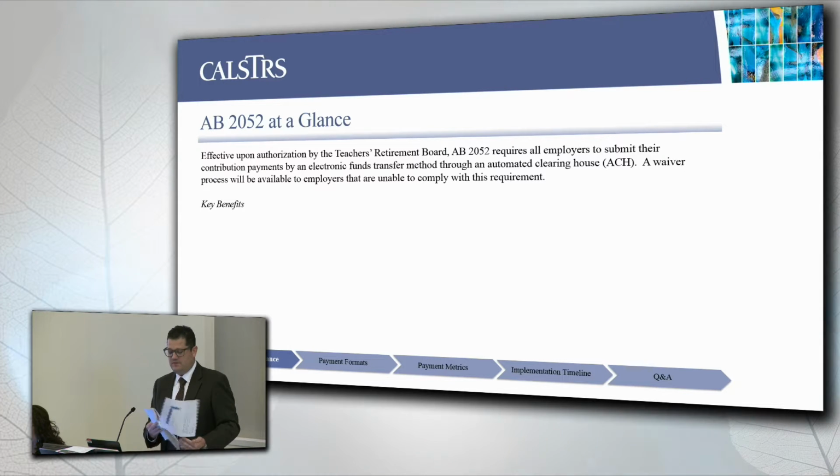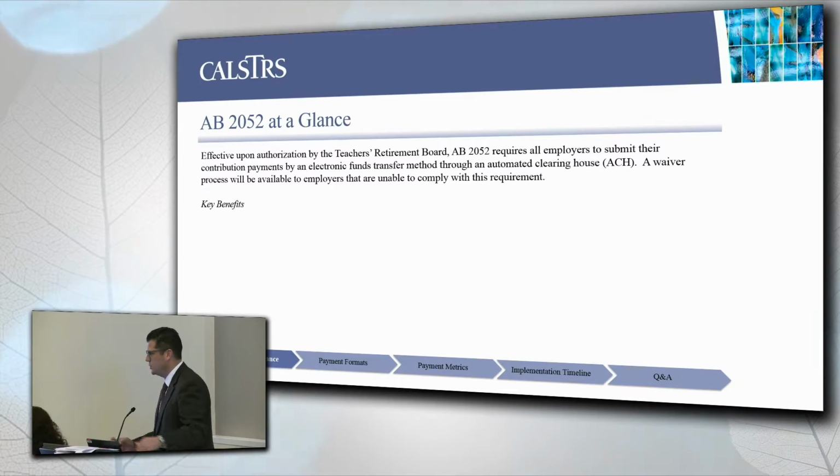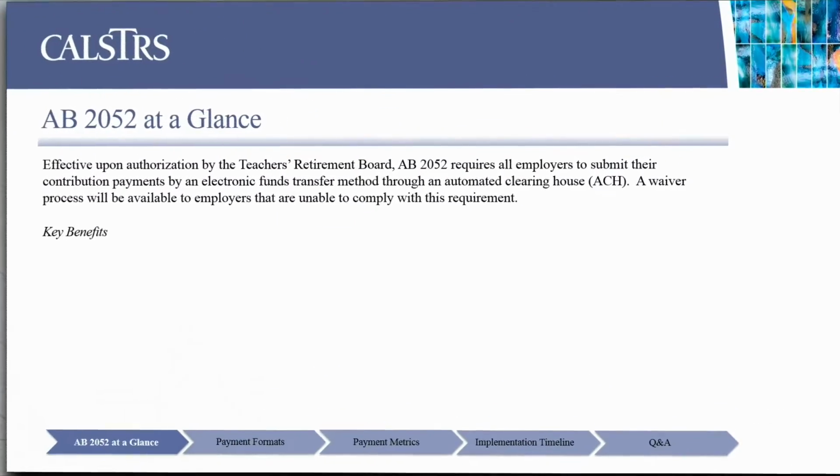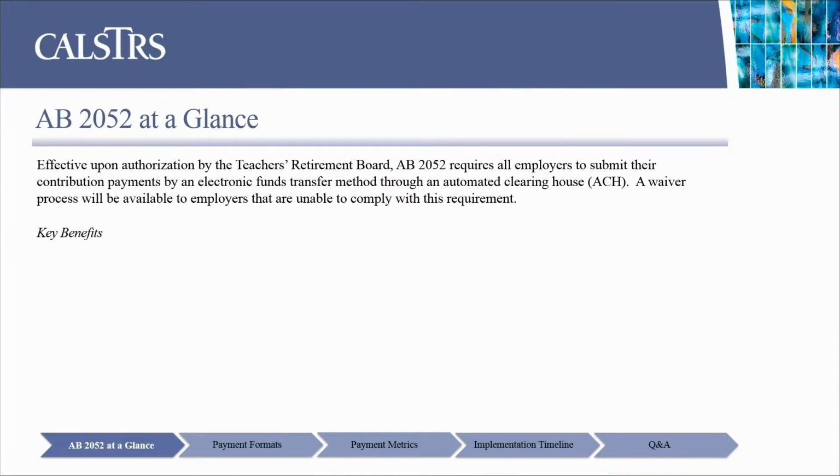So AB 2052 at a glance, really there's three components. It was a very short and sweet bill. It did three things. First, it required CalSTRS to receive benefit payments in a very specific format, and that's automated clearinghouse transactions, either debit or credit, and we'll get into that in a moment. So that's the first piece.